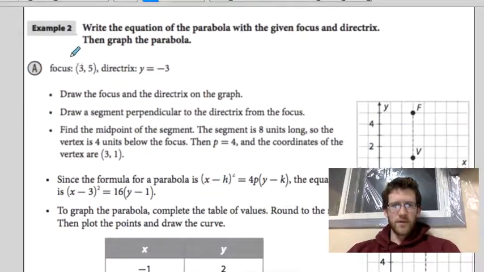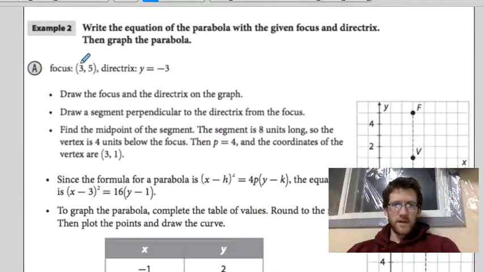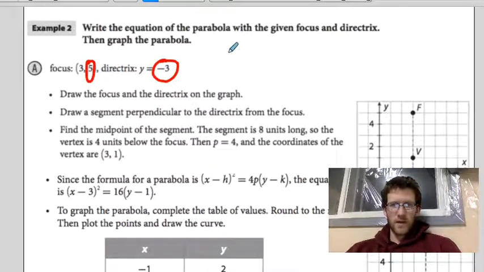So here's our example. Our focus is at (3, 5). The directrix is at y equals -3. Since y equals a constant is a horizontal line, in order to find the vertex, we simply need to find the average of these two y values. This one has a y value of -3, this one has a y value of 5. The vertex is going to have the same x, so it's going to be at 3, and then what's the average of 5 and -3? Well, in this case, 1. So the vertex is going to be at (3, 1).